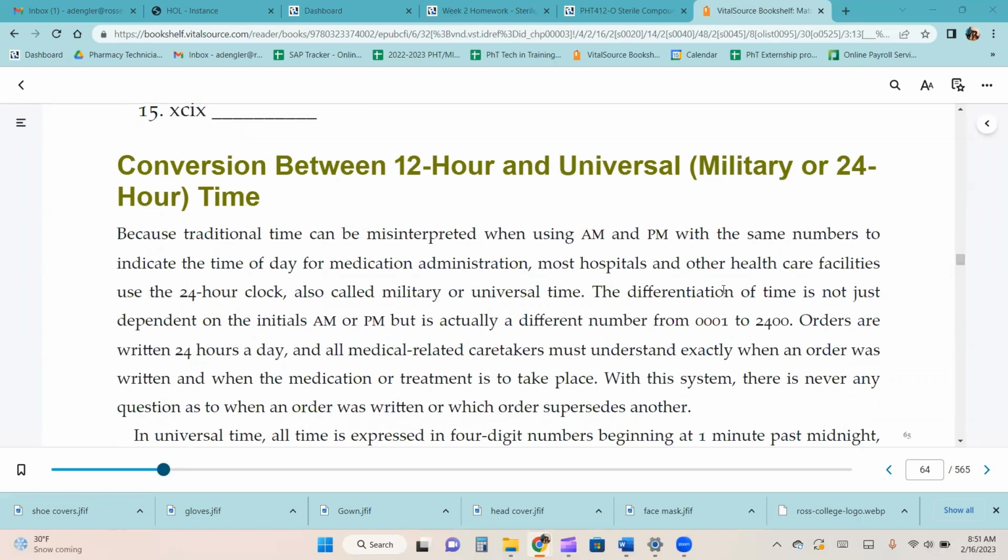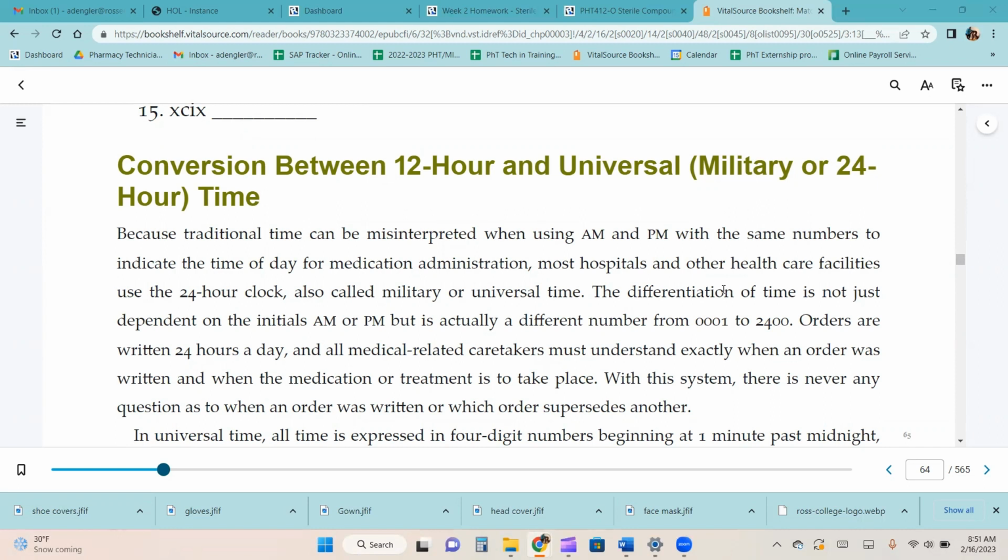Because traditional time can be misinterpreted when using AM and PM with the same numbers to indicate the time of day for medication administration, most hospitals and other healthcare facilities use the 24-hour clock, also called military or universal time. The differentiation of time is not just dependent on the initials AM or PM, but it is actually a different number from 0001 to 2400.